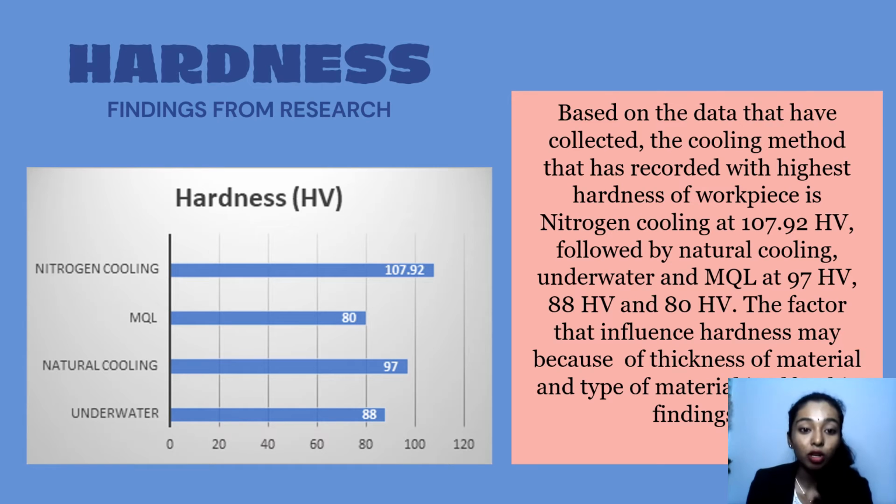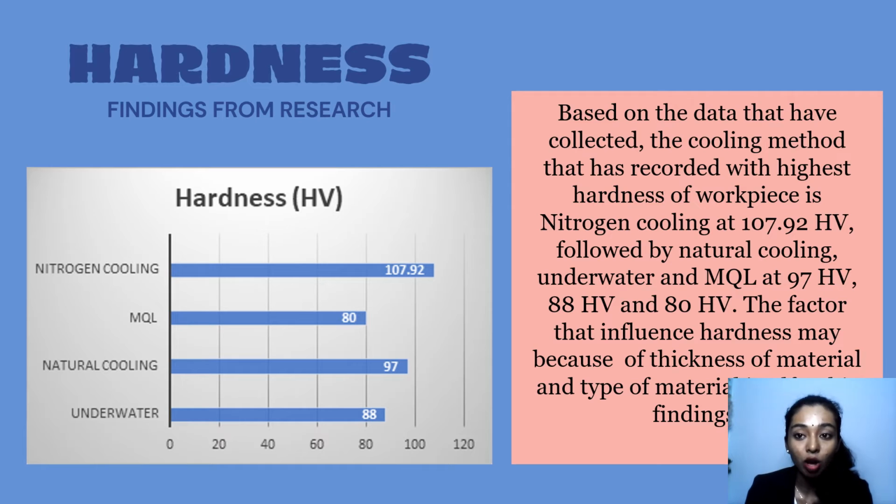Next, the result of hardness, which is also a finding from the research, for these four different types of cooling medium. Based on the data collected, the cooling method that has been recorded with the highest hardness is the nitrogen cooling with 107.92 HV, followed by the natural cooling, underwater cooling, and minimum quantity lubricant at 97 HV, 88 HV, and 80 HV.